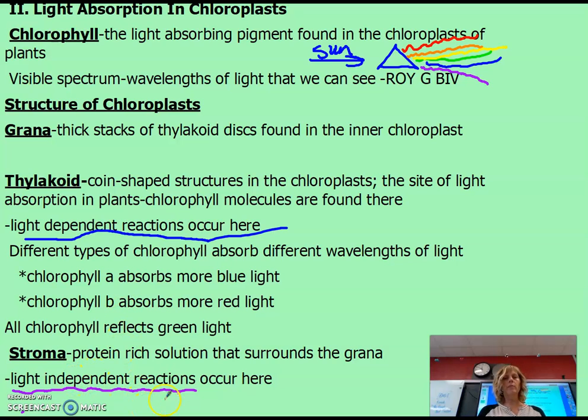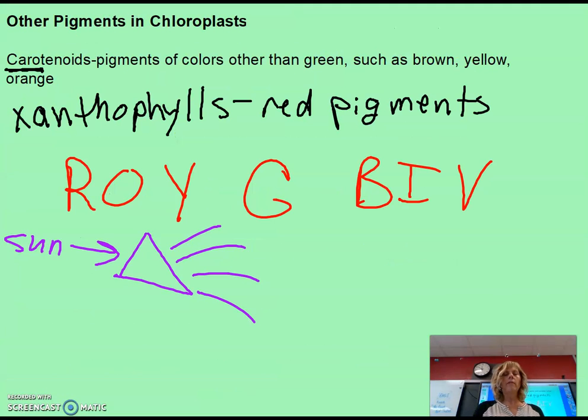And then the stroma is that protein-rich solution that surrounds the grana, and this is where light-independent reactions occur, which I already stated. And then we have other pigments like carotenoids. These are like the brown, yellow, orange colors, and then xanthophylls, which are the red pigments. There's also kind of purpley pigments and so forth.